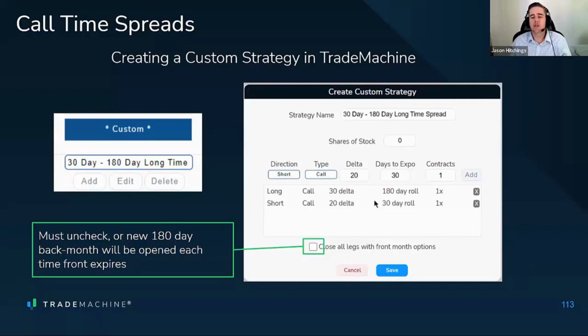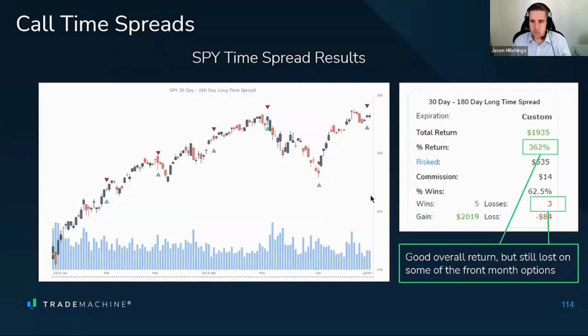Now, there might not be October options, so you might end up with the same position the first month. But after 2 or 3 or 4 months, all of a sudden, you're going to be buying January options for the back month, and that's not what we're talking about right now. We want to own the back month the entire time, and we want to just roll the front month over and over and over. And so where it says close all legs of the front month, we're going to uncheck it.